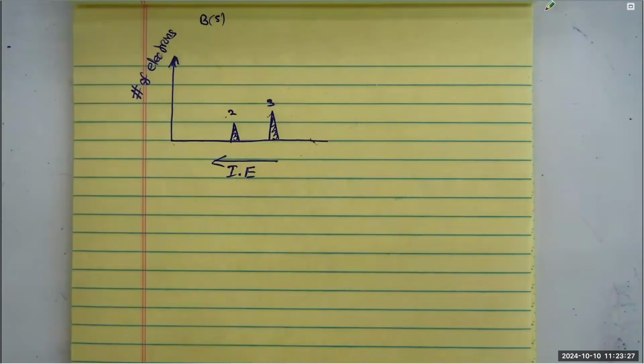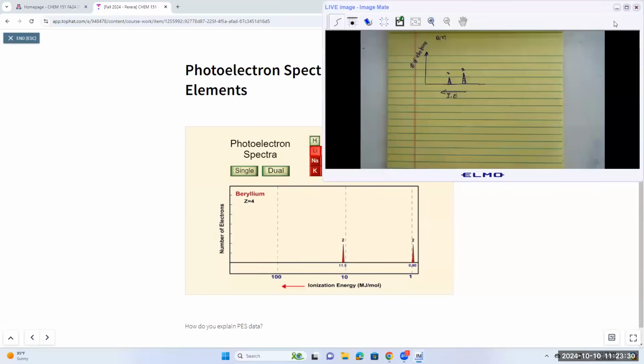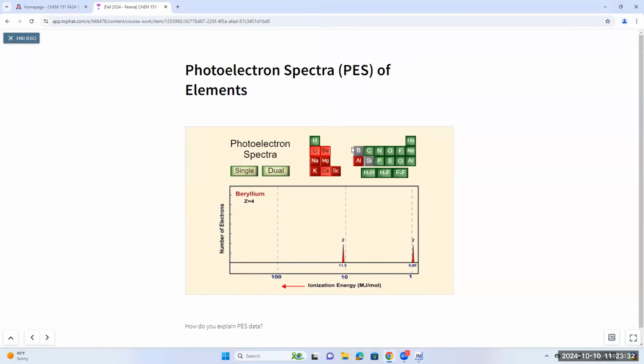This is what we should expect based on the shell model, right? However, when we actually do the experiment for boron, we get this. This is the actual photoelectron spectrum of boron. So what's going on here? Anybody? William, I thought that you had this as your answer, but nobody asked me about this. Anybody know what's going on here? All right, I'll tell you what's going on. The shell model fails. That's what is happening here.